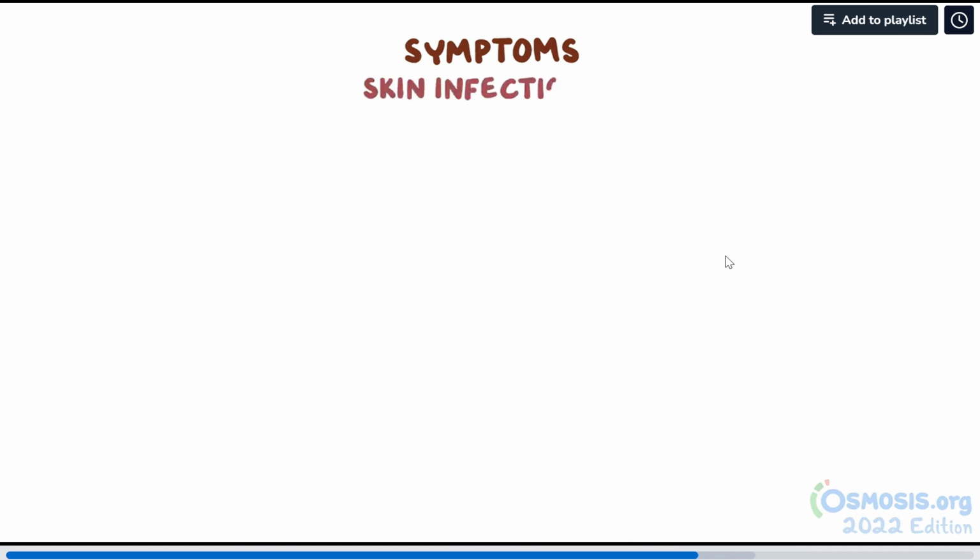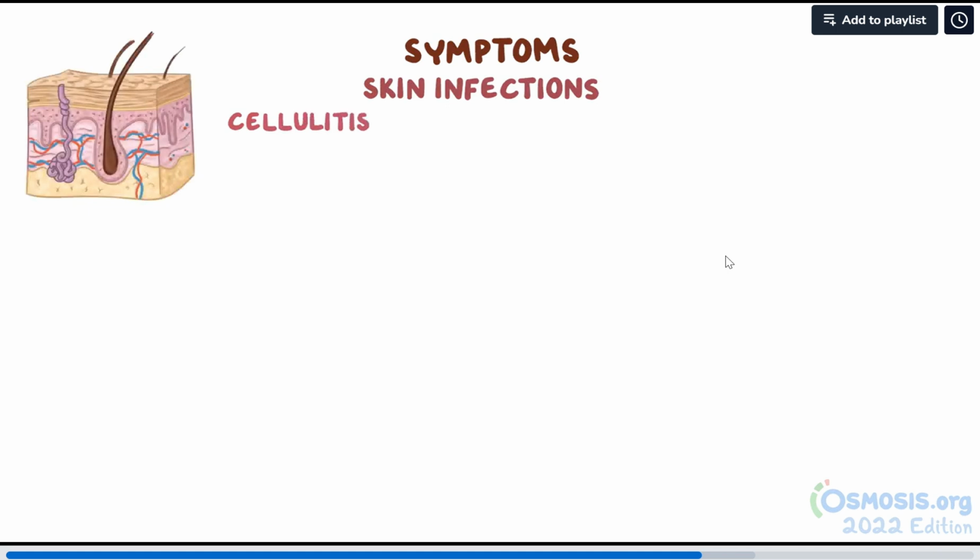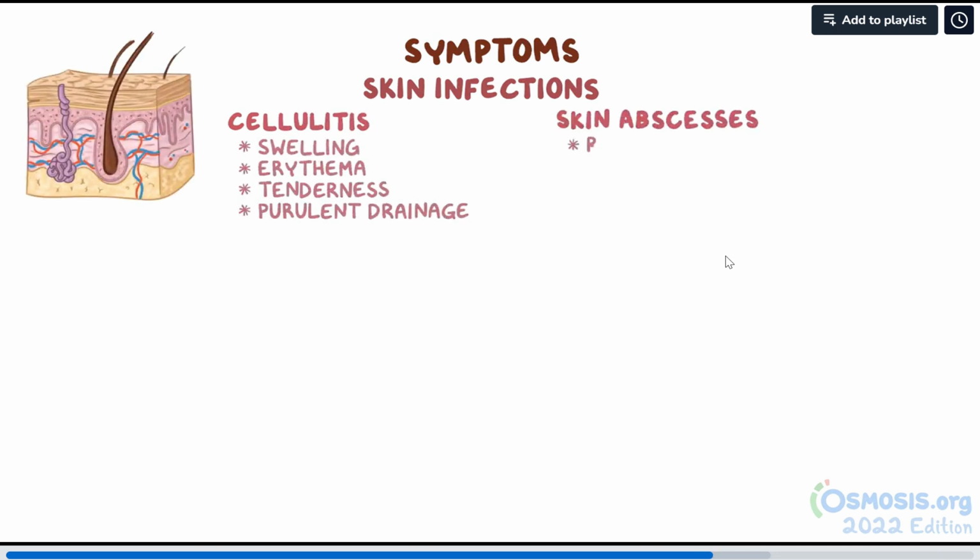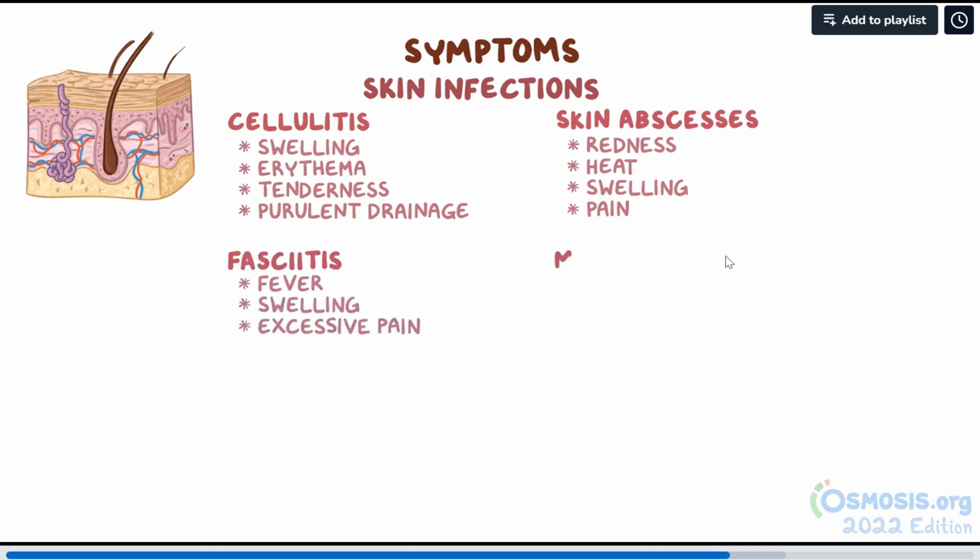Next up, skin infections. With cellulitis, there may be swelling, erythema, tenderness, and purulent drainage. Skin abscesses associate redness, heat, swelling, and pain. Fasciitis symptoms include fever, swelling, and excessive pain, and with myositis, there's muscle weakness.